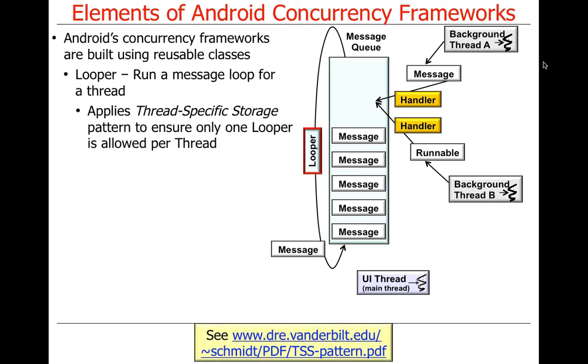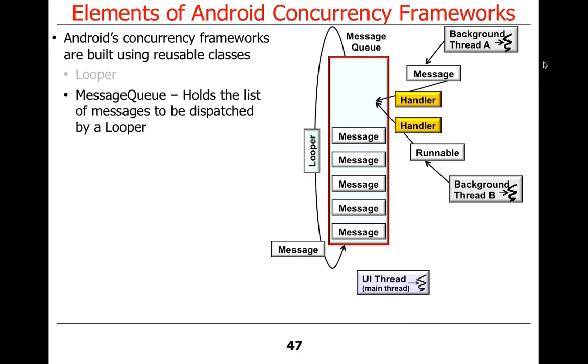So the looper, basically, there's one looper per thread, and thread-specific storage is a pattern that's used to enforce that constraint. And then we also have something called a message queue. And the message queue is layered on top of this, and it's used to hold the list of messages that a looper will dispatch. So you can imagine the purpose of the looper is to sit here in a thread waiting for something to do. It's going to call loop. And when there's something to do, then a message will show up in the message queue.